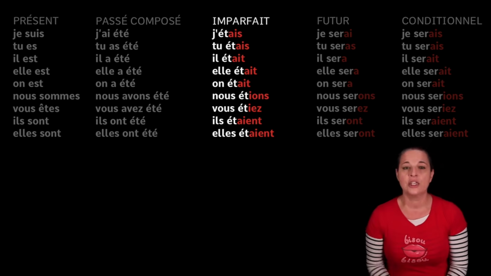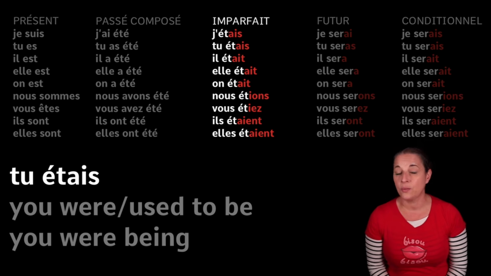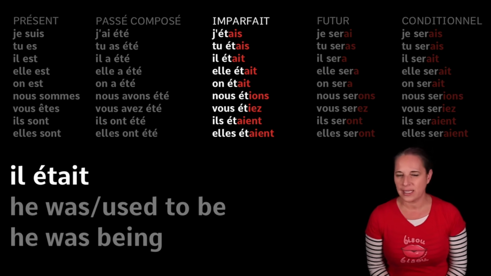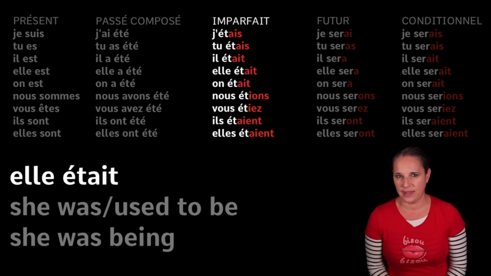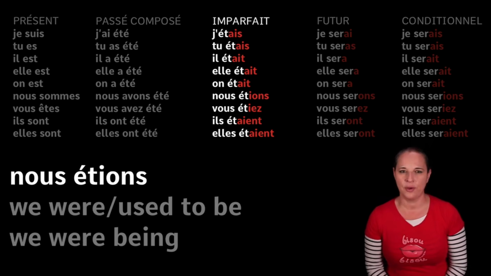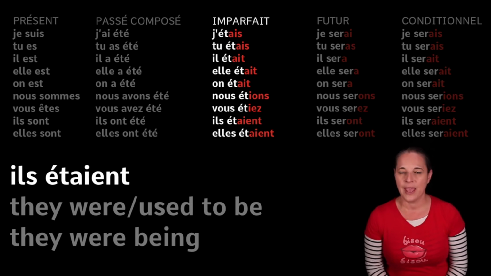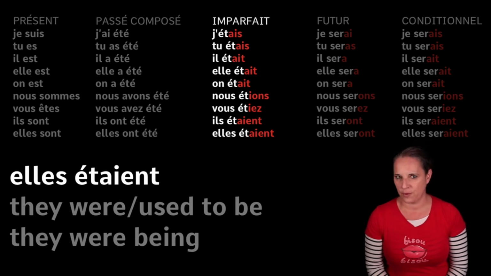Here we go. J'étais, I was. Tu étais, you were. Il était, he was. Elle était, she was. On était, one was. Nous étions, we were. Vous étiez, you were. Ils étaient, they were. Elles étaient, they were.